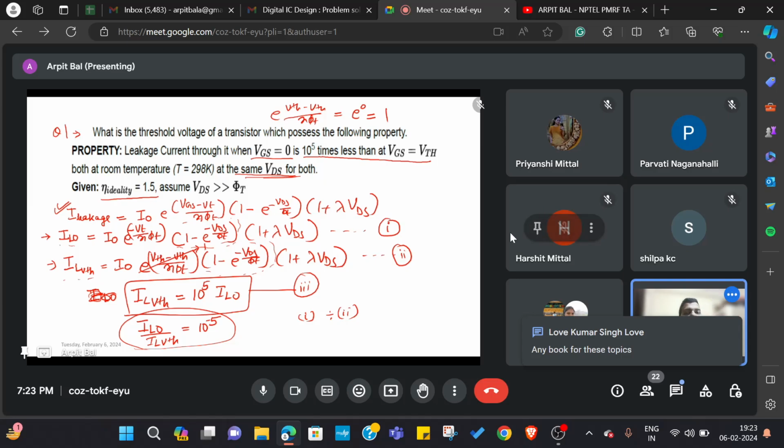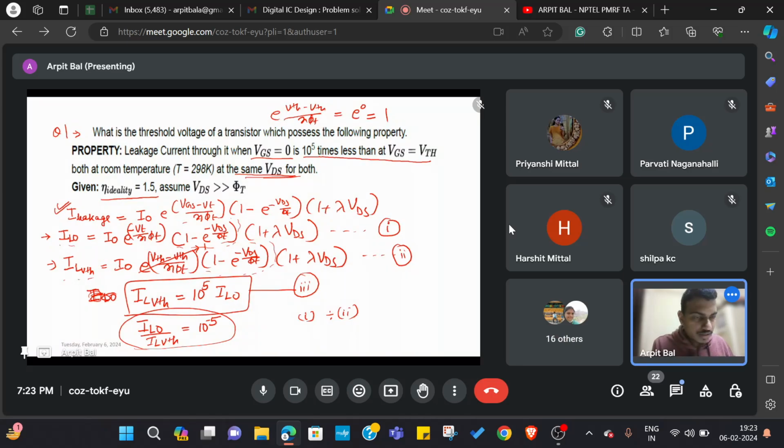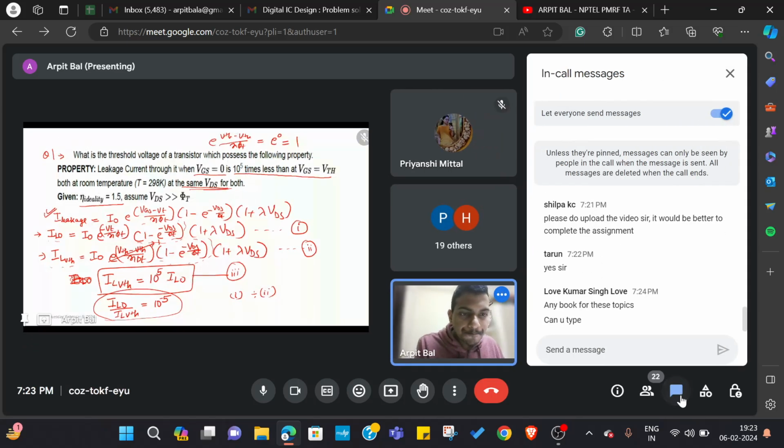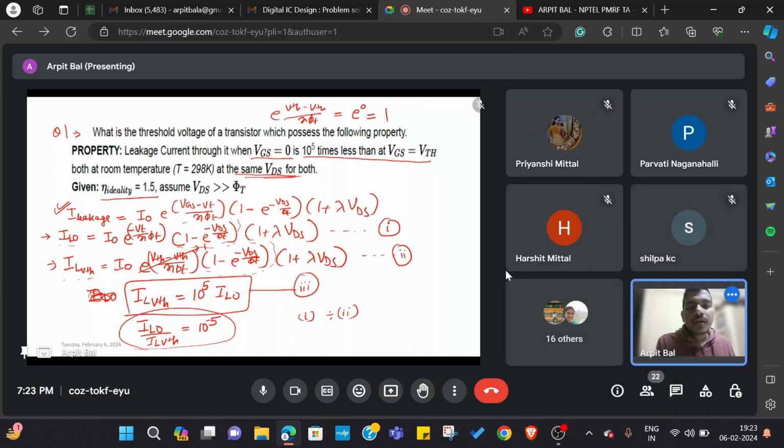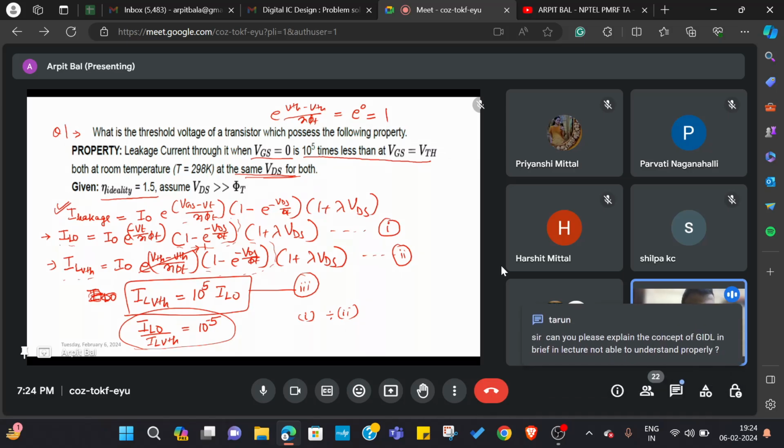For any book on these topics, Jan Rabe will be a good one. I think the complete name of the book is Digital Integrated Circuits by Jan Rabe. Rest, I think sir's lectures are good enough, as they go from a very fundamental level. Weeks 1 and 2 focused primarily on the device side of things. From week 3 onwards we will go deeper into the digital integrated circuits part, starting with the inverter.